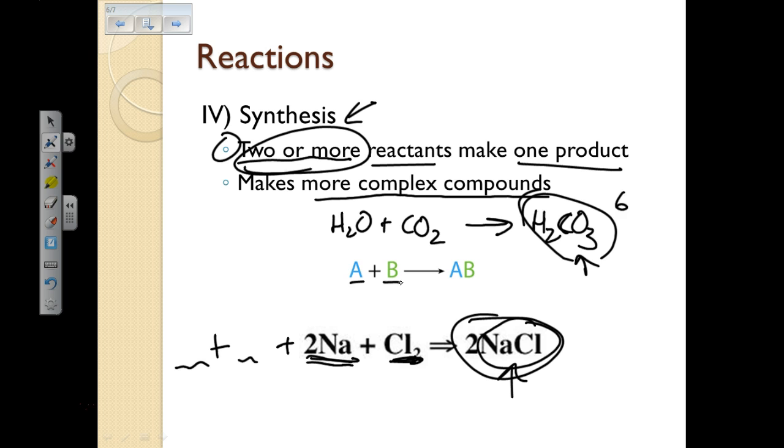Here, another example. Here is the AB example where we have A, which is anything, and B, which is anything, and those 2 things combine to form this idea of AB. Nothing switching, we're not burning anything, we just smush things together to make more complex stuff. Okay, so that is synthesis reaction.